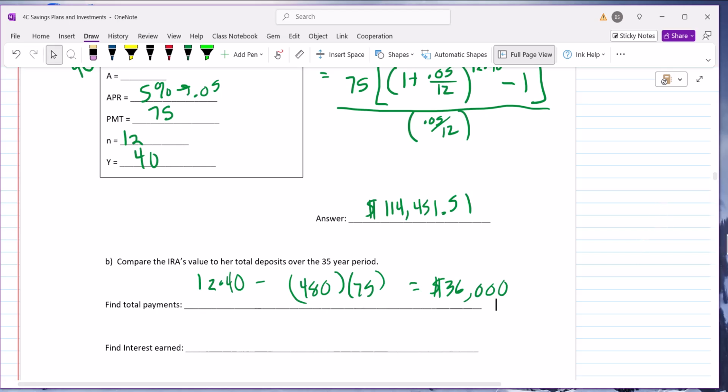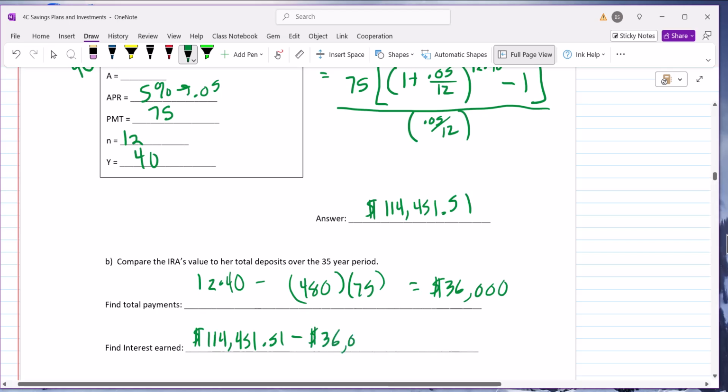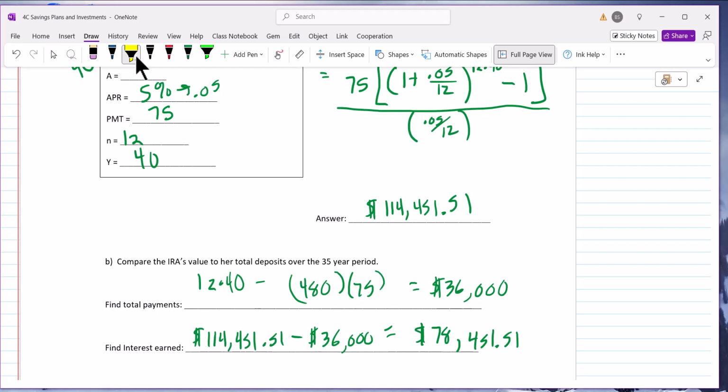Okay, now interest earned, what do you do? You take the amount in the savings and you subtract off the amount of money you put in, and then this will give the amount of interest that's earned. So this would have been $78,451.51. Okay. All right.